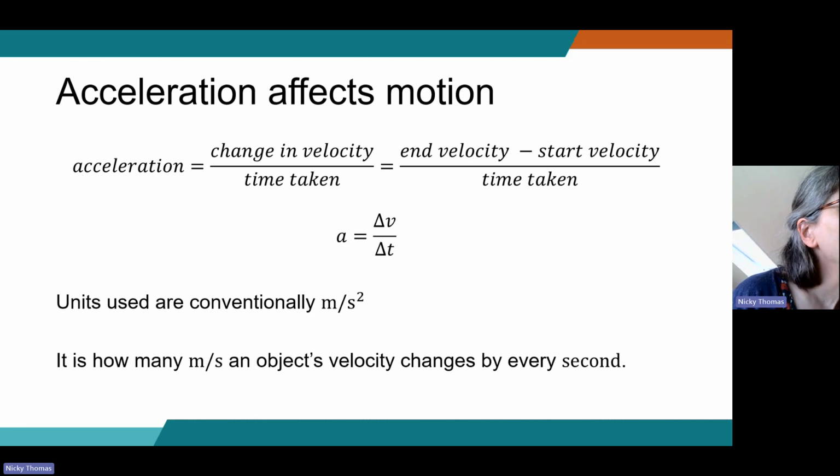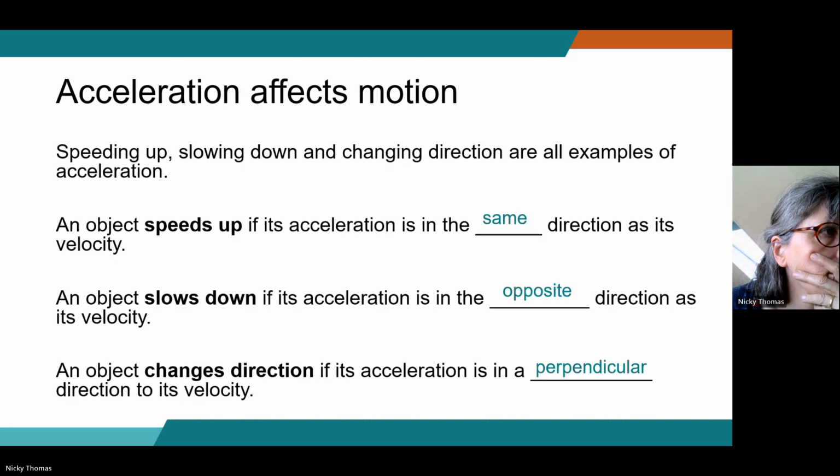Occasionally, particularly with what we call a SUVAT equation, some of the equations for motion, we would say that v stands for the final velocity and u stands for the original velocity. So we could also see it written as a, acceleration, equals v minus u over delta t. Read this slide through and fill in the gaps. Pause the video and I will click onwards in a moment.